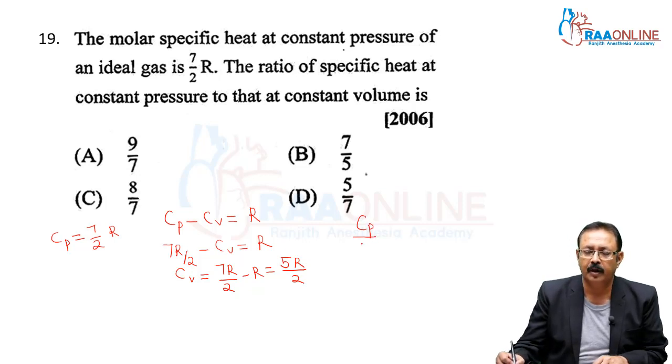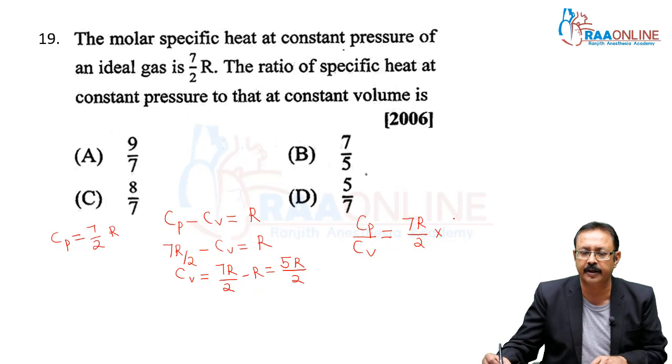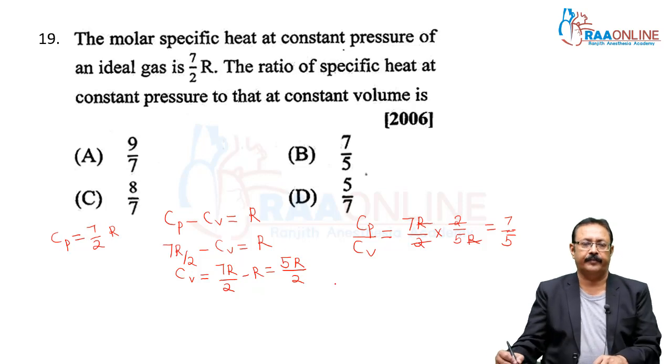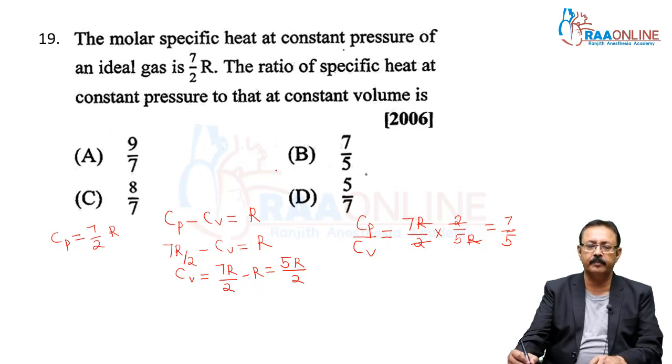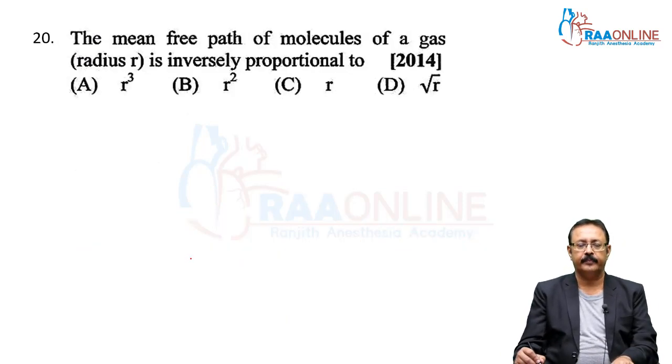Now it is easy to calculate Cp upon Cv. They want to know this ratio, which we denote by gamma. Cp was given as 7R divided by 2, divided by Cv, which means multiply and reverse the ratio. So it should be 2/5R. Cancel 2 with 2, cancel R with R, and you are getting 7/5. So we are going with option B. It was from 2006 AIPMT.